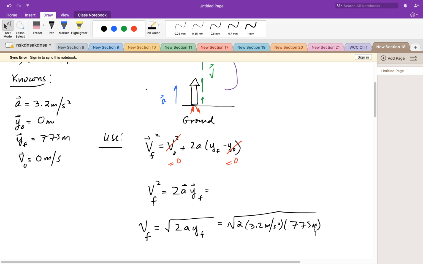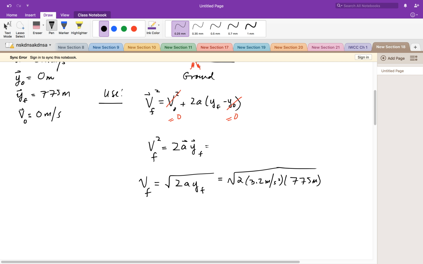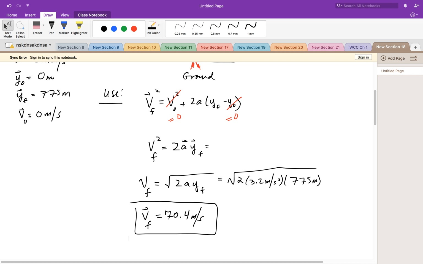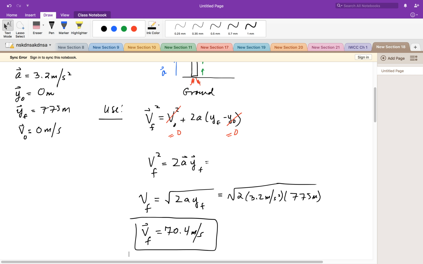So let me do that. 2 times 3.2 times 775, take the square root of that, and we get 70.4 meters per second. So that's the final velocity. And it's a positive number because the velocity is up. We defined up as positive. So that's the answer to part A.